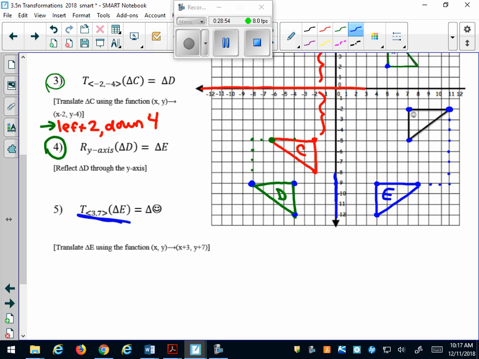Okay. The practice that is attached to your packet, we're going to spend the rest of the period working on that, but it's also going to become your homework.